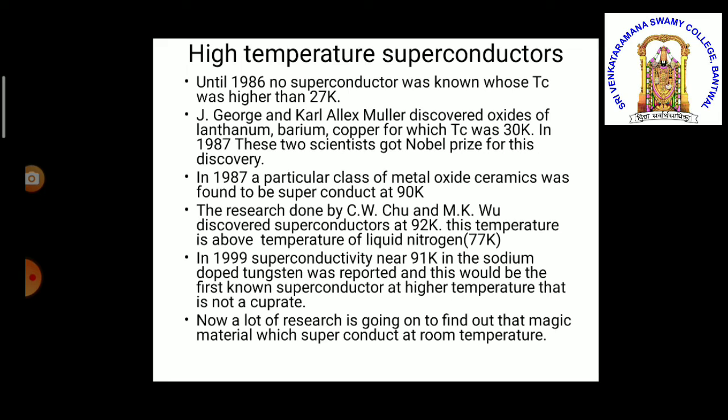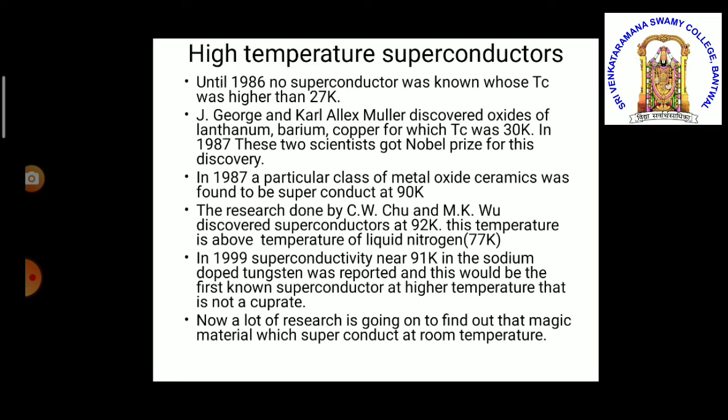High temperature superconductors. Until 1986, no superconductor was known whose critical temperature was higher than 27 Kelvin. Next, J. George Bednorz and Karl Alex Müller discovered oxides of lanthanum, barium, copper, for which the critical temperature was 30 Kelvin. In 1987, these two scientists got the Nobel Prize for their discovery.